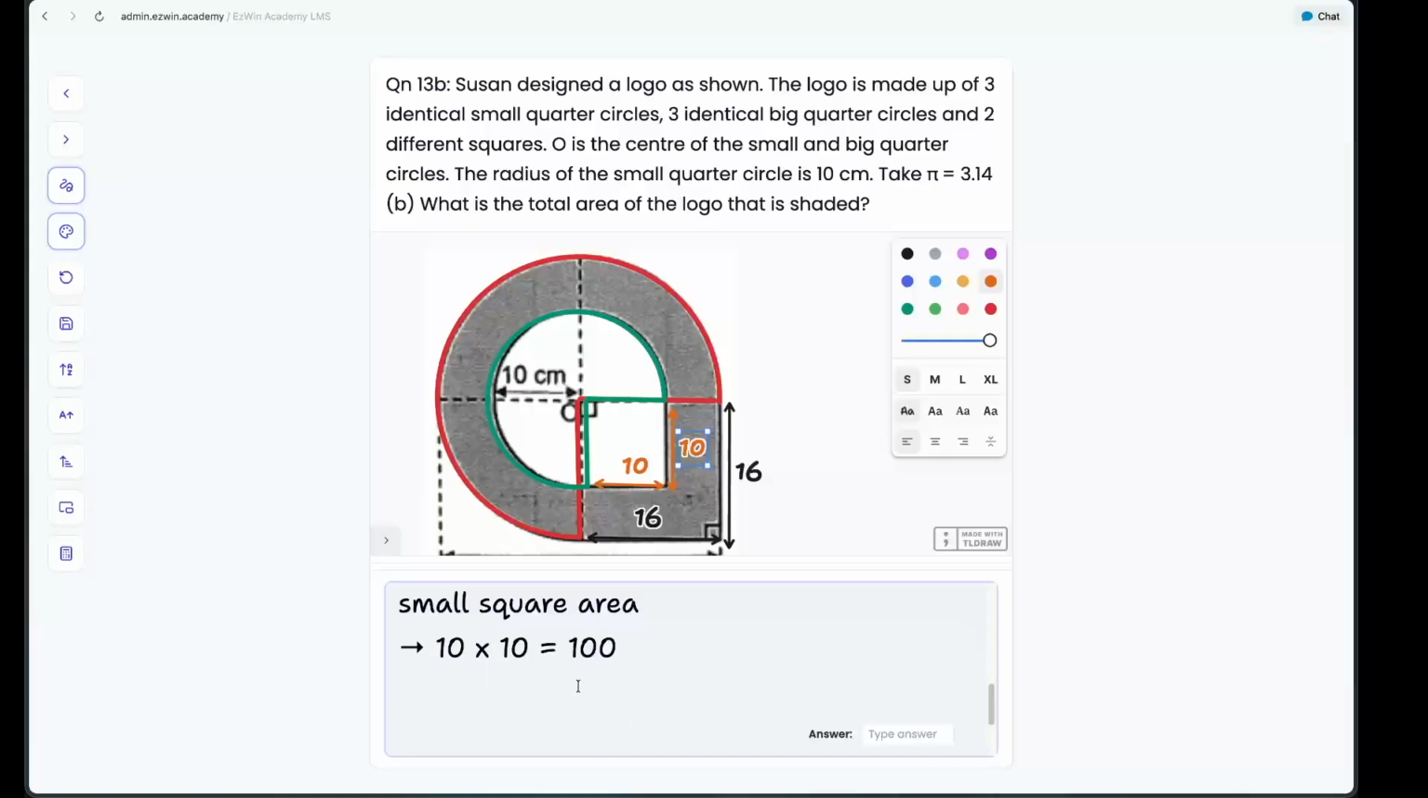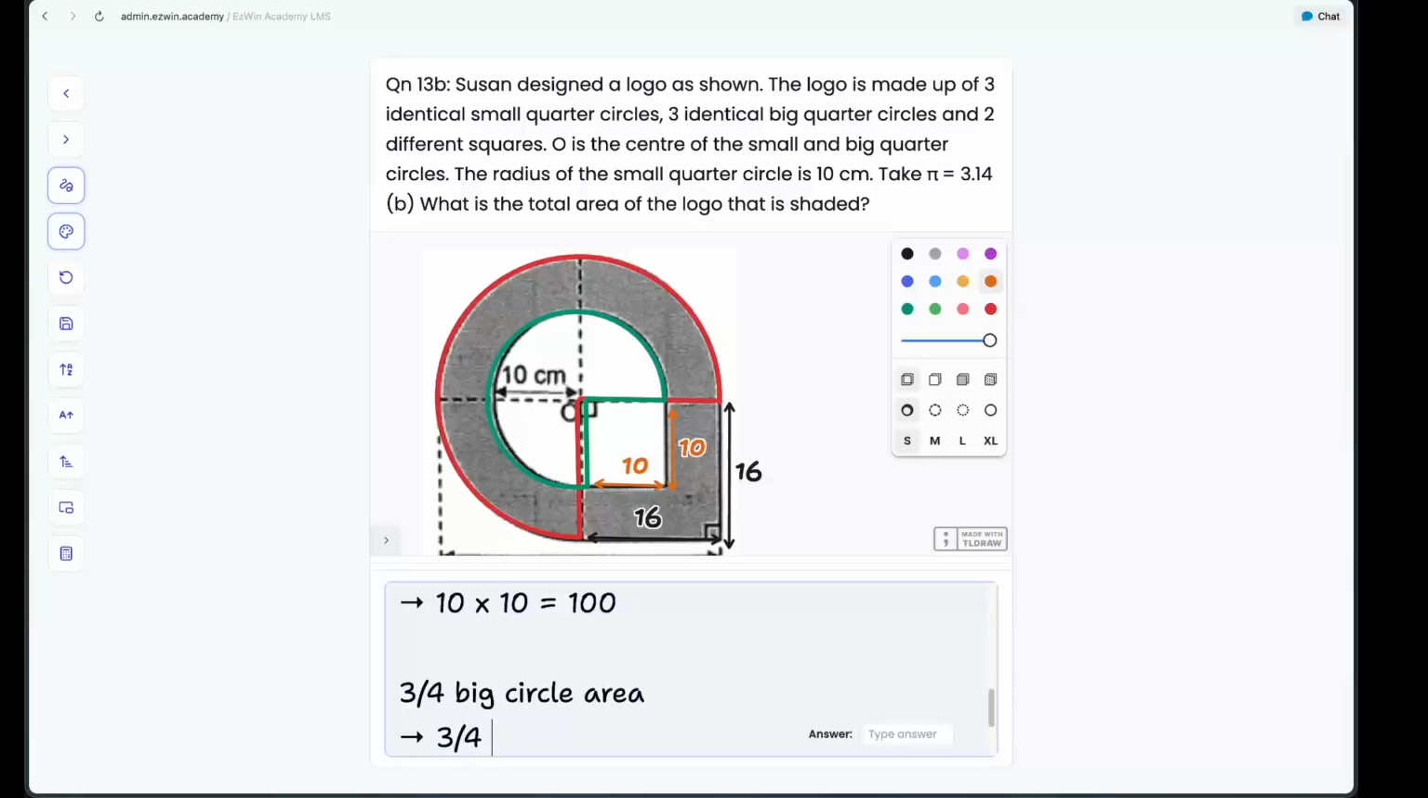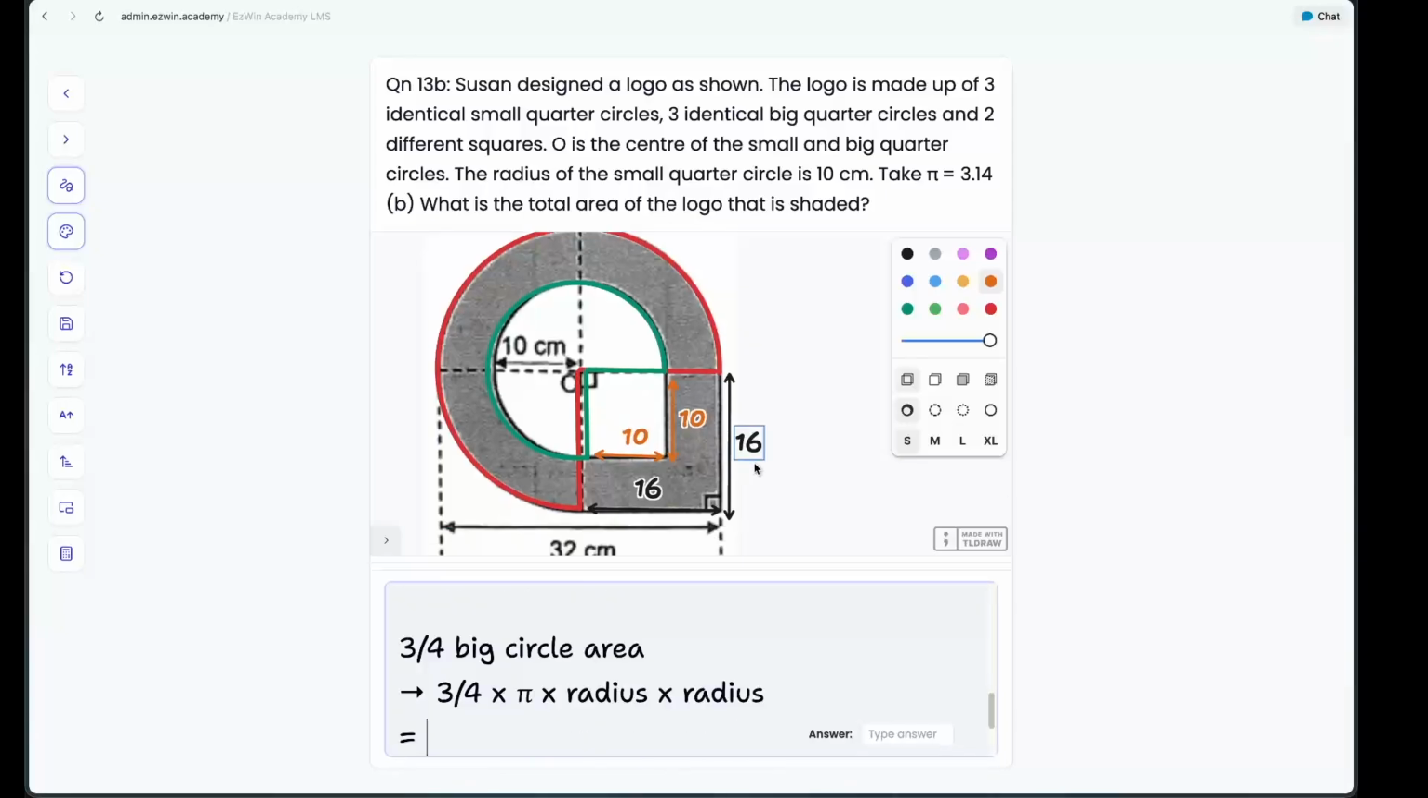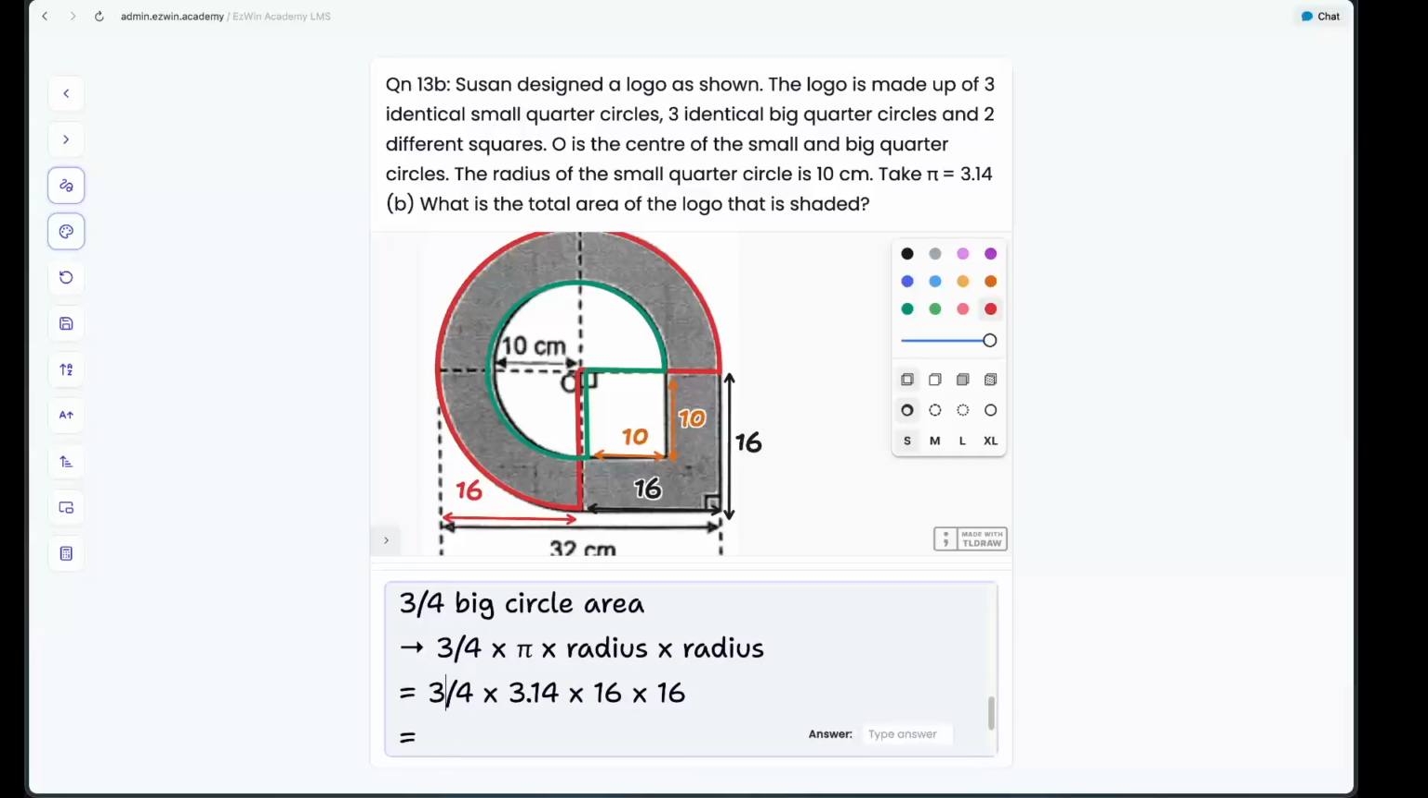So now we want to get the 3/4 circle. So the 3/4 circle area, or I might say the big circle area, is basically 3/4 of the area, which is times pi times radius times radius. Since we know the radius of the big quarter circle in the 3/4 circle is 16, then we can do that. So 3/4 times pi, which is 3.14, times 16 times 16, and this will give us 602.88.